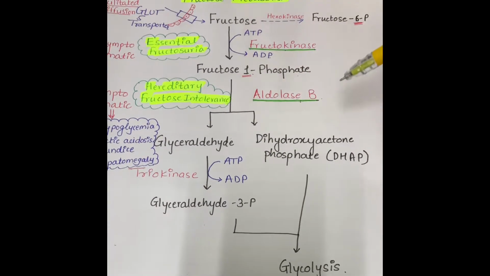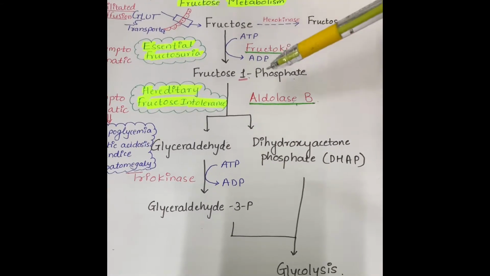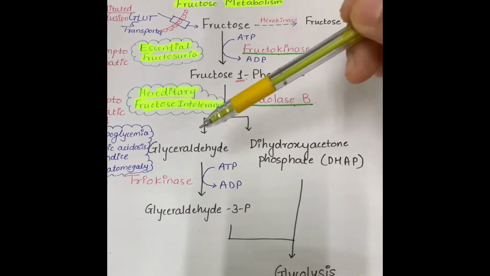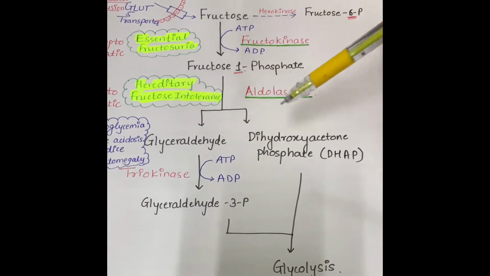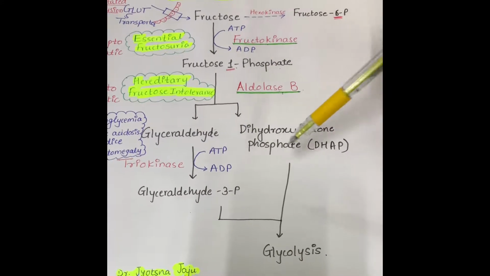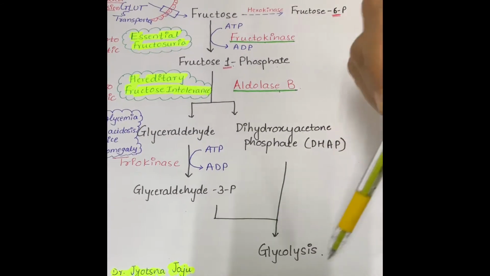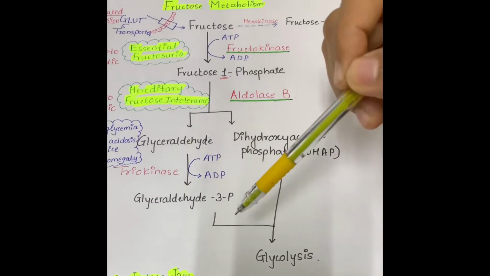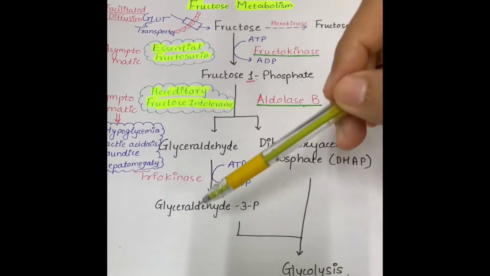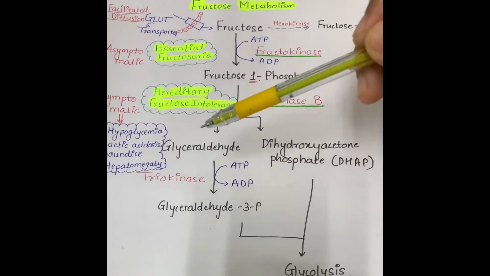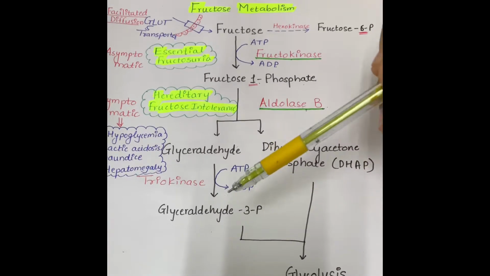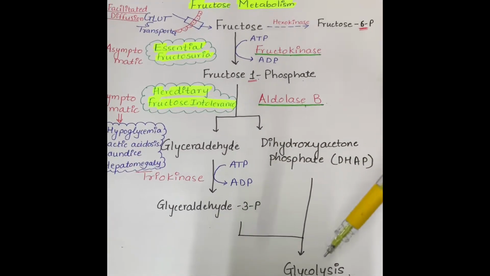Now, this important enzyme aldolase B breaks down fructose 1-phosphate into 3-carbon products like glyceraldehyde and dihydroxyacetone phosphate. Dihydroxyacetone phosphate is an intermediate of glycolysis and it joins glycolysis. To join glycolysis, glyceraldehyde has to be converted into glyceraldehyde 3-phosphate. It gets converted by the enzyme triokinase, and this is how fructose joins glycolysis.